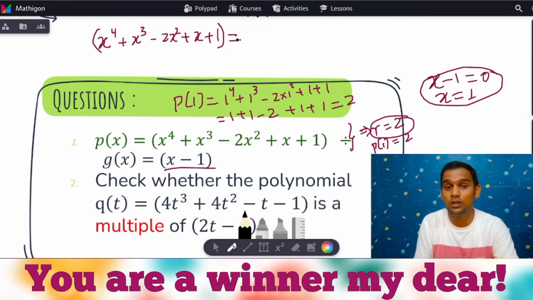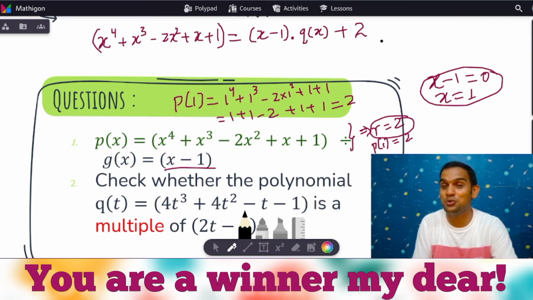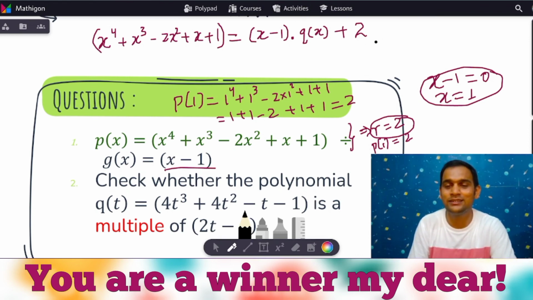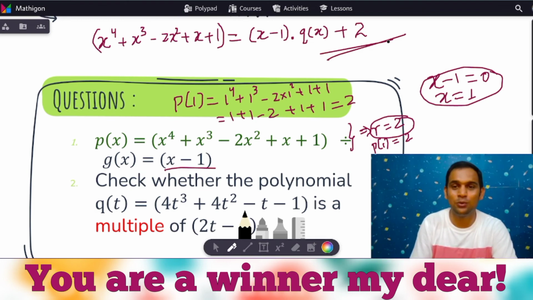This must be equal to g of x. What is g of x? x minus 1. That is the divisor. What is the quotient? We don't know, and we are not worried about the quotient right now. So we will write it as q of x, plus what is the remainder? The remainder will be 2 over here. We are very, very much confirmed about that. So q of x plus 2, and that's all it is. Yes, that's how we will write it.